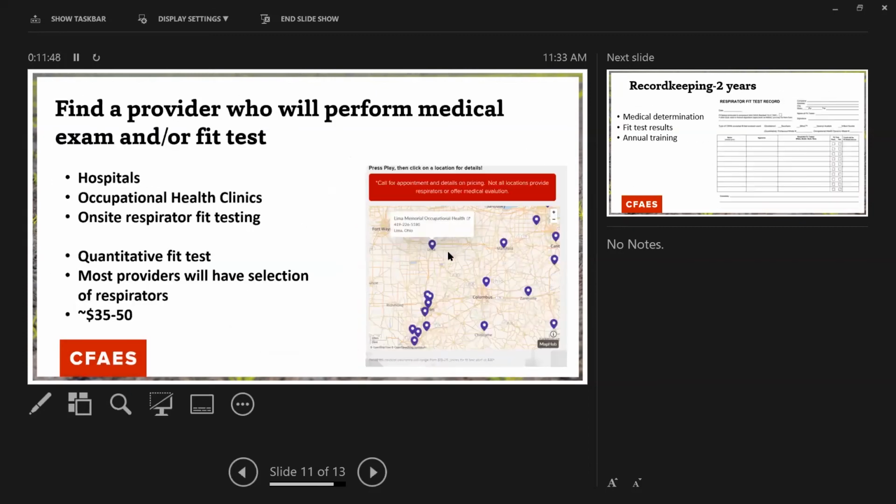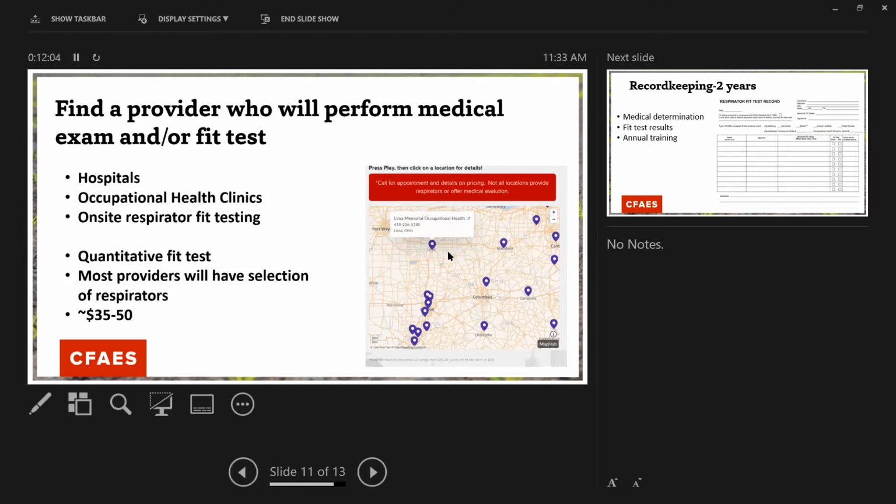All right, the other option is to send your workers and handlers to a hospital or medical clinic where they can perform the fit test for you. There's hospitals, occupational health clinics. There's locations throughout Ohio.